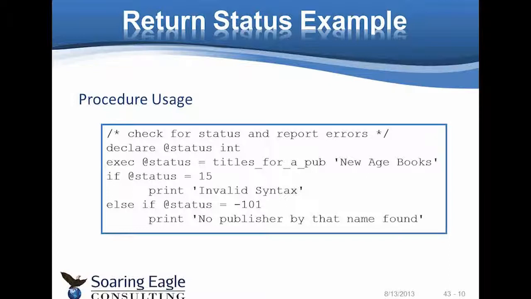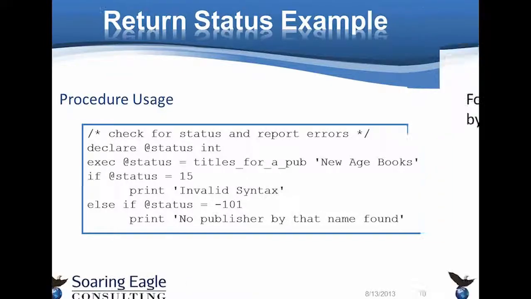Else, if @status equals -101, we print the message, we haven't got that publisher. So that message at least is a little more specific. So this is how we use it. This is what it looks like. The syntax is a little ugly and a little kludgy, but that's what we've got to work with. And this is the practice that we do want to follow.